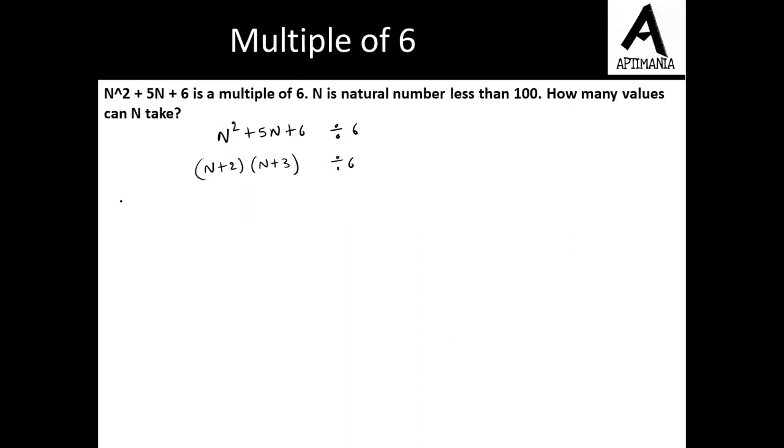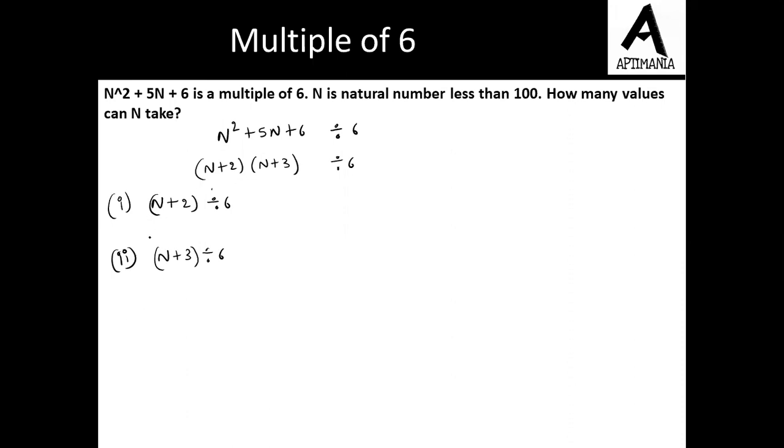Now see, case first, when n plus 2 is divisible by 6, jab n plus 2 divisible by 6 hoga, to hamara kaam ho jayega, right? When n plus 2 is divisible by 6, we need not bother about n plus 3 in that case, right? Case second, when n plus 3 is divisible by 6, is case mein humko n plus 2 ki chinta karne ki koi need nahi hai. If n plus 3 is divisible by 6, to pura number 6 se divisible hoga.